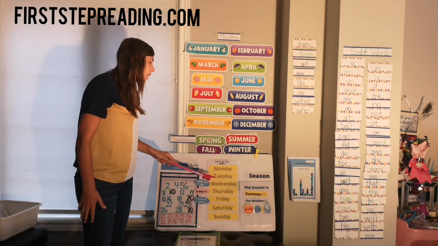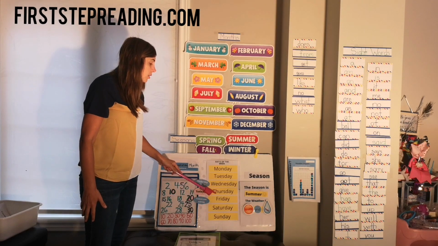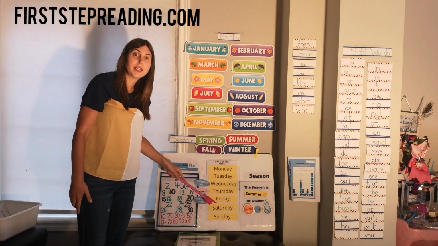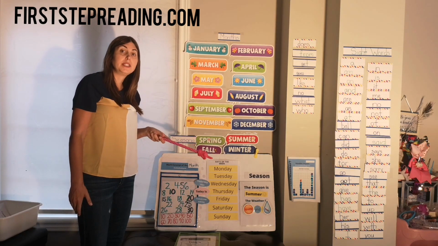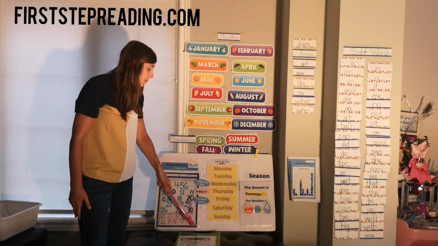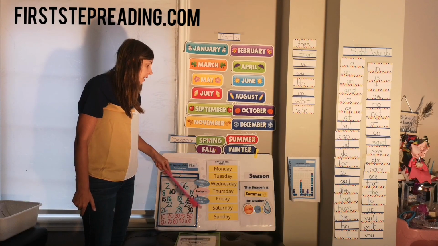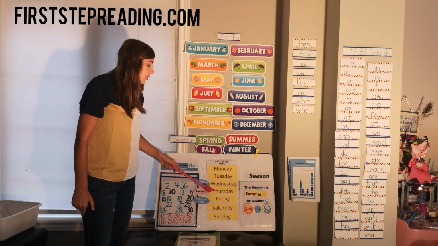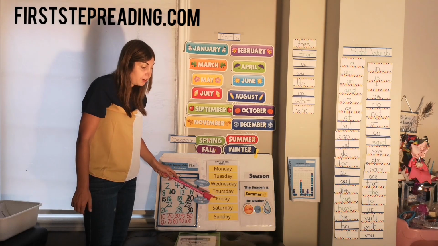Sunday, Monday, Tuesday, Wednesday, Thursday, Friday, Saturday. There are 7 days a week. Sunday, Monday, Tuesday, Wednesday, Thursday, Friday, Saturday.